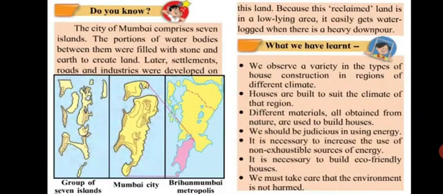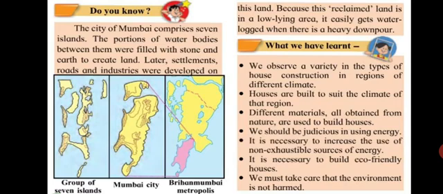Do you know the city of Mumbai comprises 7 islands? So in the first picture below, you can see the group of 7 islands. The portions of water bodies between them were filled with stone and earth to create land. So you can see how Mumbai city is seen now in the second picture after it was filled up with stone and earth to create land wherever there were water bodies in between. Later, settlements, roads, and industries were developed on this land. So you can see the Brihan Mumbai metropolis.